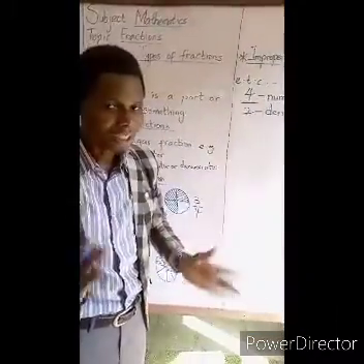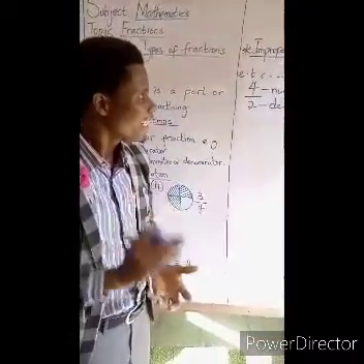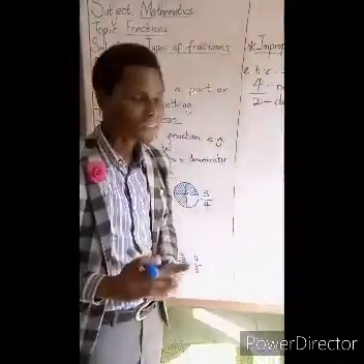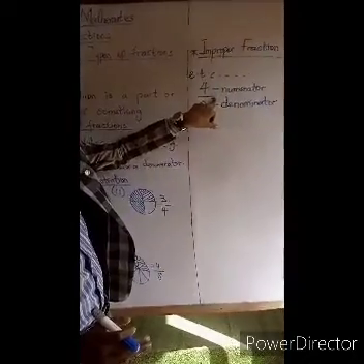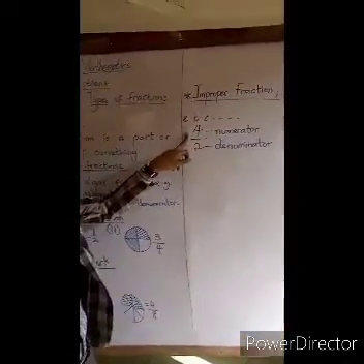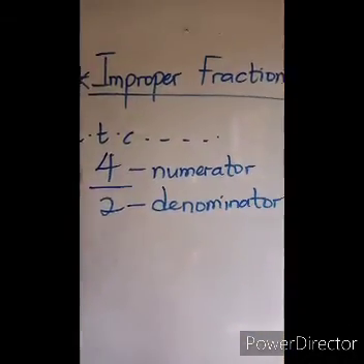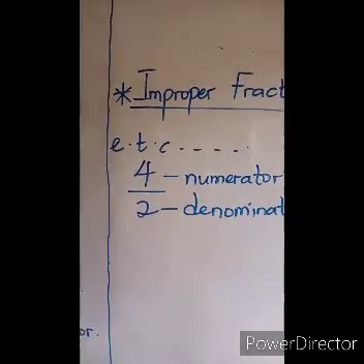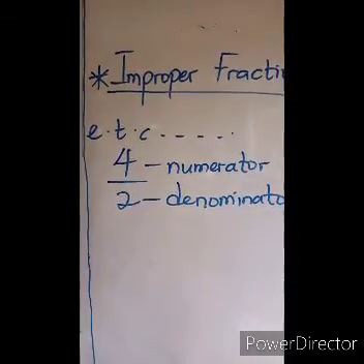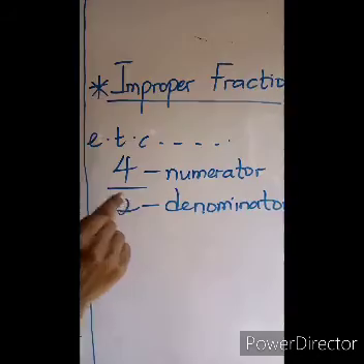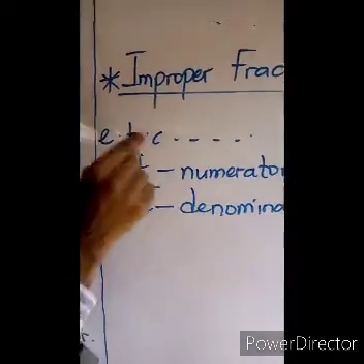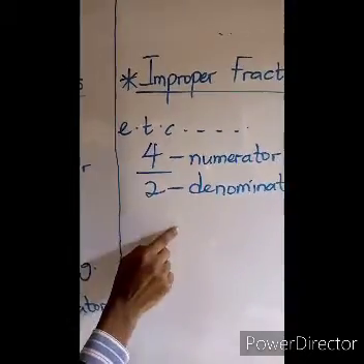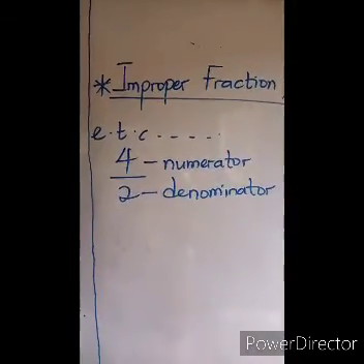It's very simple, self-explanatory. An improper fraction means a fraction whereby the top number, which is the numerator, you can see where I'm pointing to. This number I'm pointing at is the top number, that's the numerator. In an improper fraction, the top number is always bigger than the bottom number. Take note, the top number is always bigger than the bottom number. That is the meaning of improper fraction.